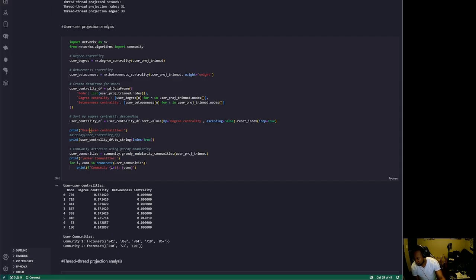We also have community detection resulting in two main user groups. You have community 1, which is composed of users 841, 358, 704, and 719. These users are a tight set of users who frequently post in the same threads. And we also have community 2, which is a small subgroup of its own that shares certain activity patterns.